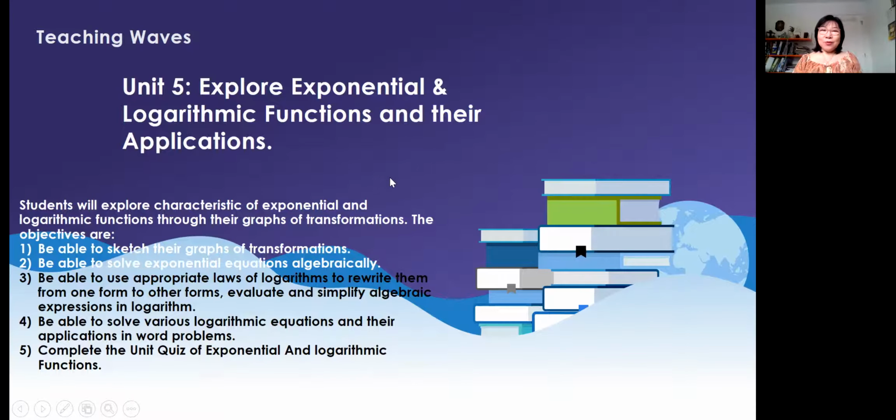Explore exponential and logarithmic functions and their applications. Students will explore characteristics of exponential and logarithmic functions through their graphs of transformations. The objectives are to be able to sketch their graphs of transformations and to be able to solve exponential equations algebraically. And this connects to the first unit you learned, which is about transformation, right?